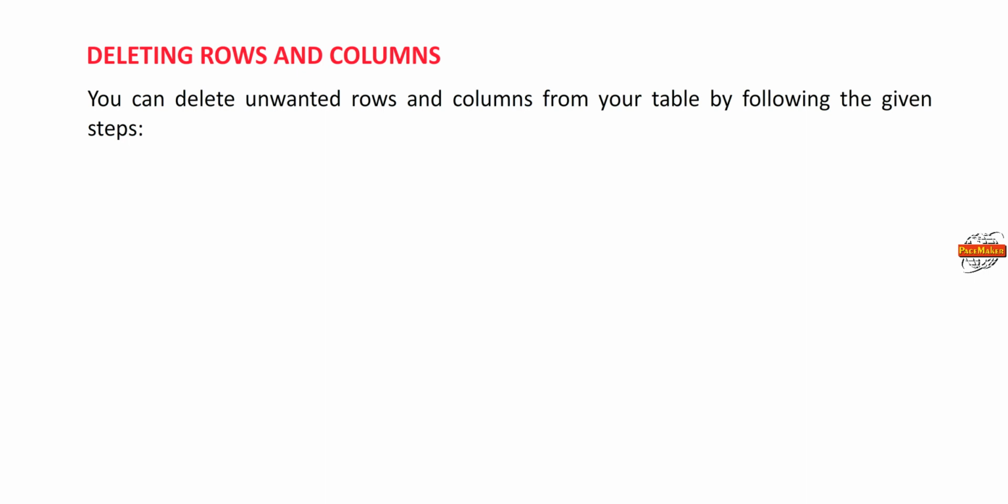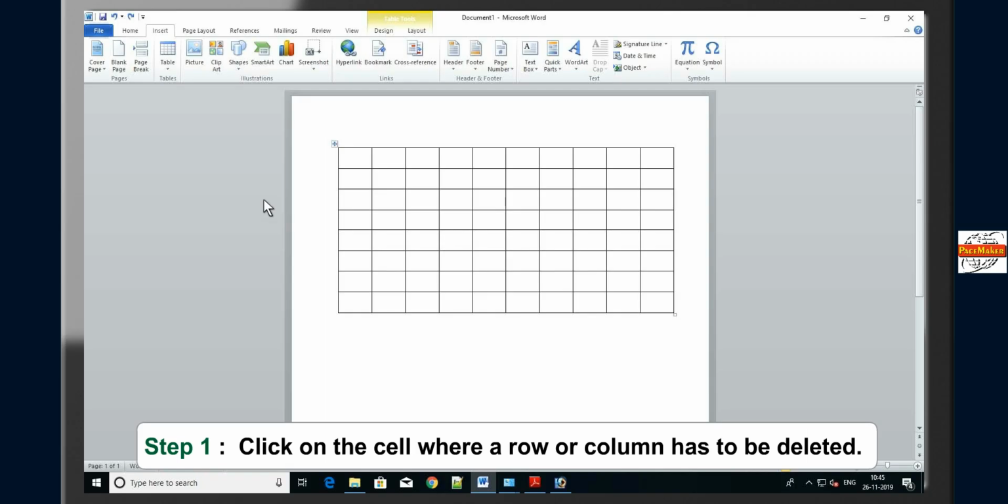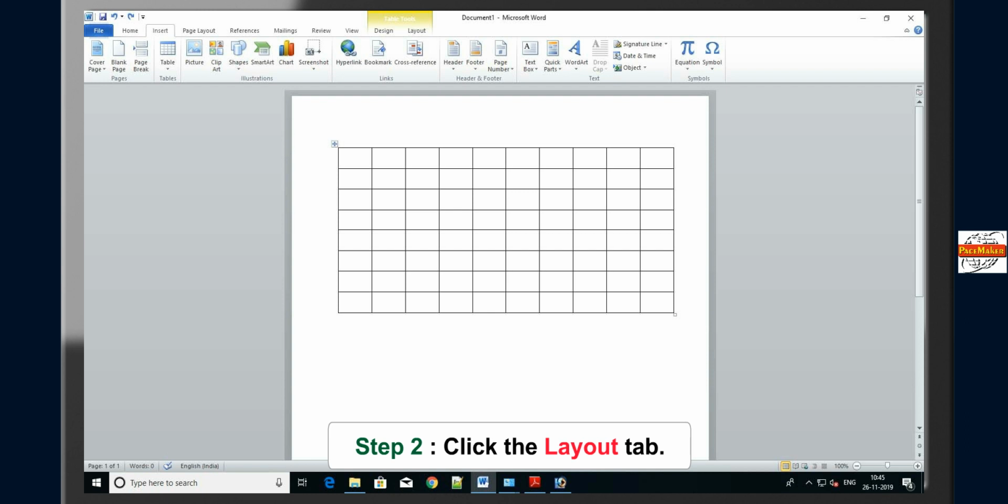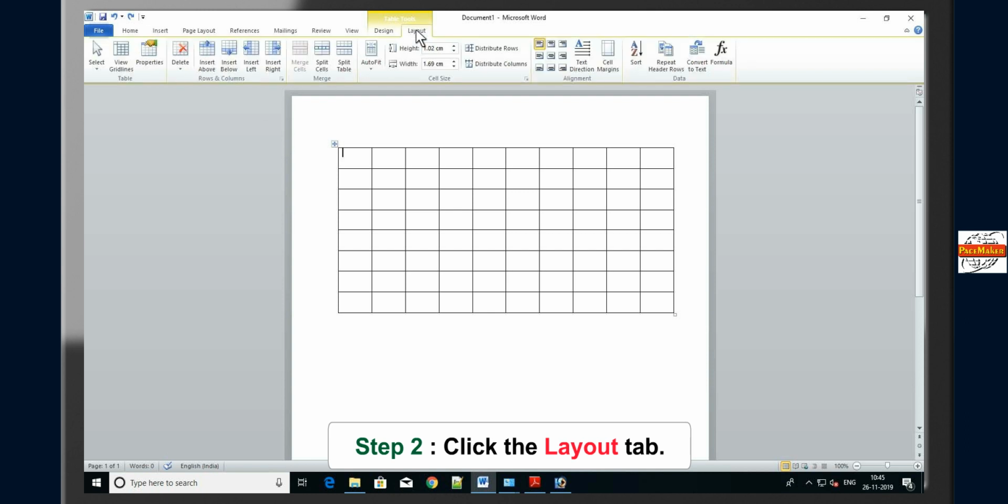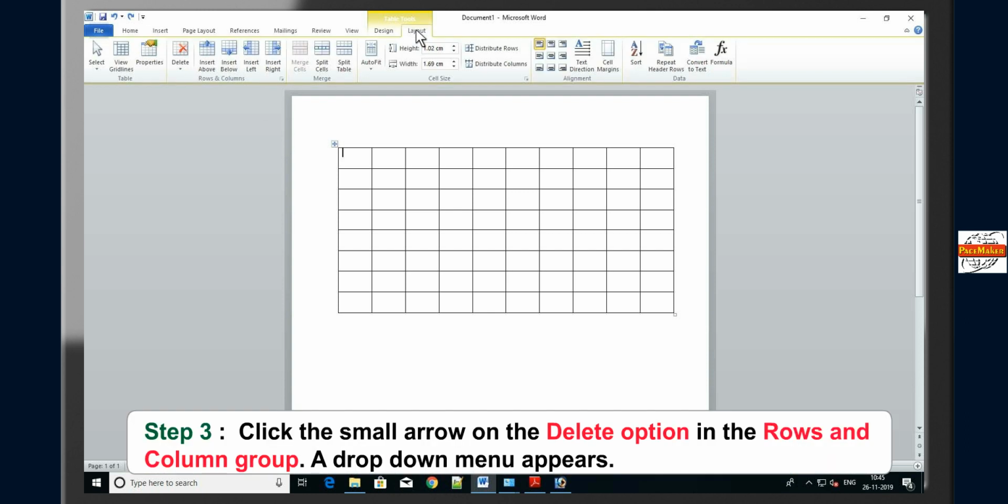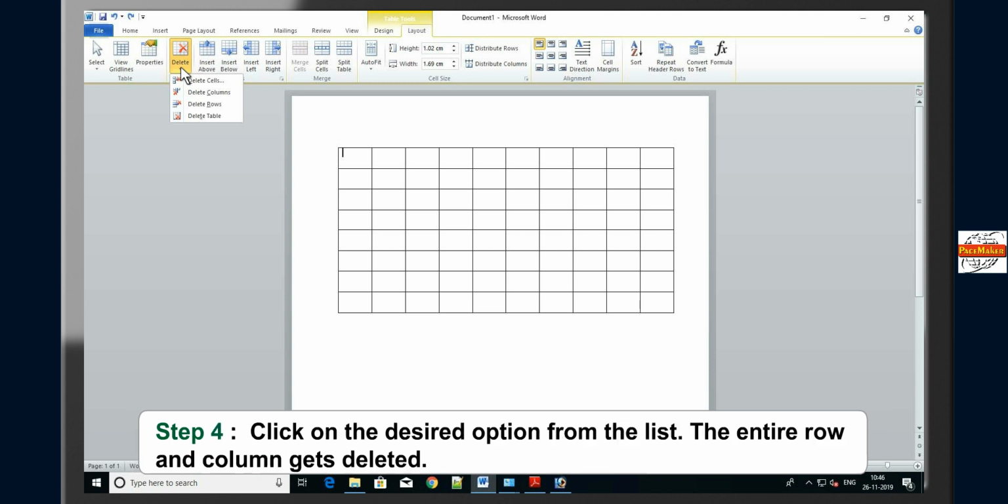Deleting rows and columns. You can delete unwanted rows and columns from your table by following these steps. Step 1. Click on the cell where a row or column has to be deleted. Step 2. Click the Layout tab. Step 3. Click the small arrow on the Delete option in the Rows and Columns group. A drop-down menu appears. Step 4. Click on the desired option from the list. The entire row or column gets deleted.